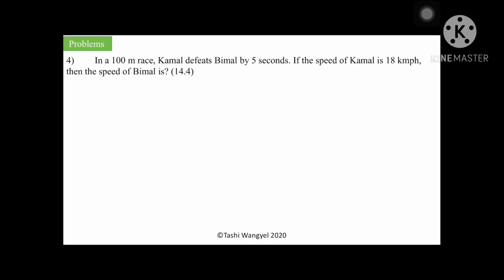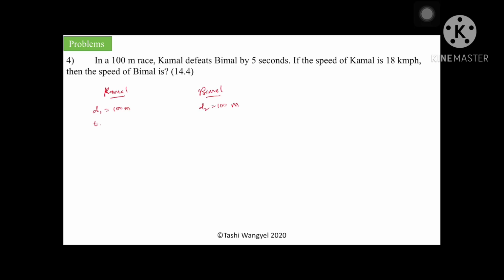The next problem: in a 100-meter race, Kamal defeats Bimal by 5 seconds. If the speed of Kamal is 18 km per hour, then what is the speed of Bimal? The distance for Kamal is 100 meter and the distance for Bimal is also 100 meter. It is a 100-meter race. So Kamal defeats Bimal by 5 seconds.